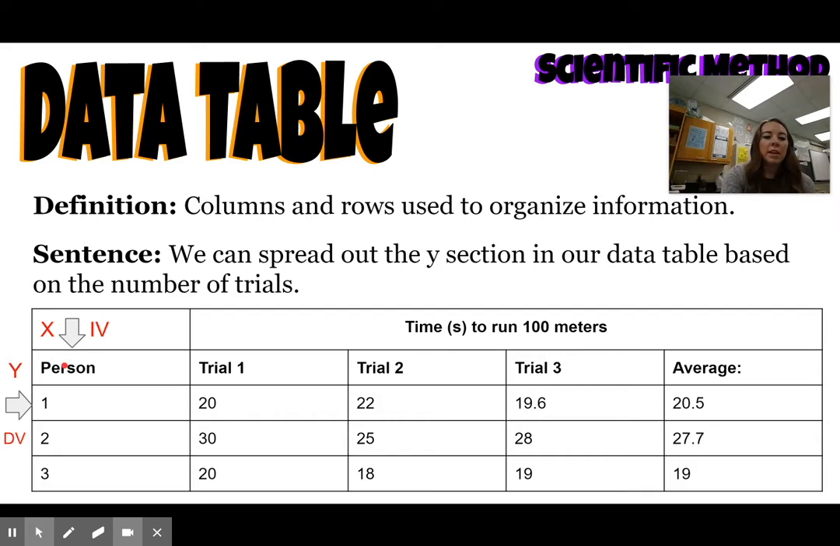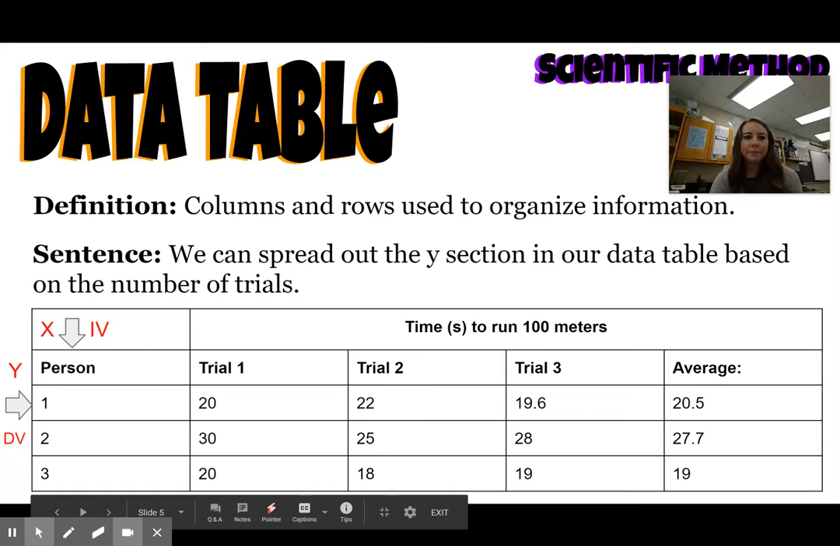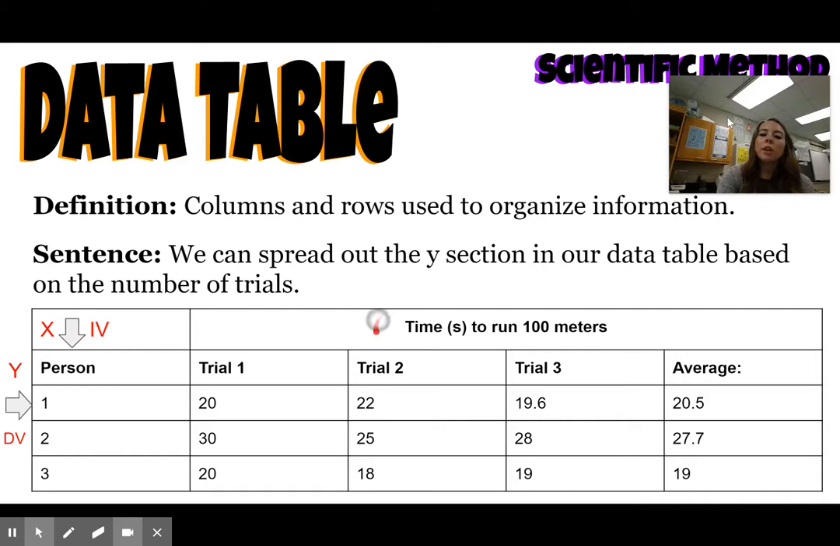And we can see that we have people, and we had 3 people, 1, 2, and 3. So our independent variable here is the person. Our person 1, 2, and 3. They change. And then what we're going to be measuring, our dependent variable, is the time it takes to run 100 meters. So in our data table, we have person 1, and we did 3 trials for each person. So person 1, the first time they did it, they ran 100 meters in 20 seconds. The second time they ran 22 seconds at 100 meters, and then 19.6 the third time.